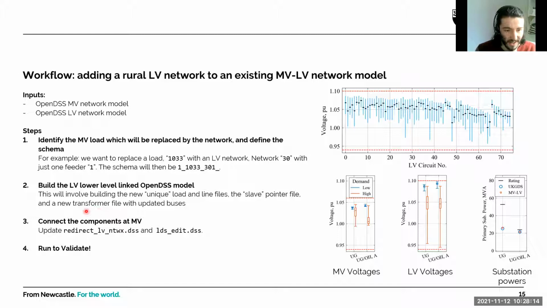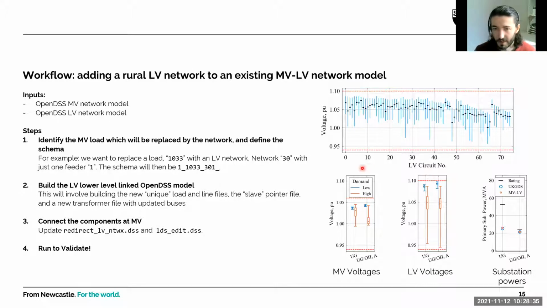And then finally, you would go and do the connection. So you would just put an extra line into the redirect OpenDSS file and update that loads edit file to disable the load which you're replacing. And then you'd run it to validate it. So this is a nice example of that schema.